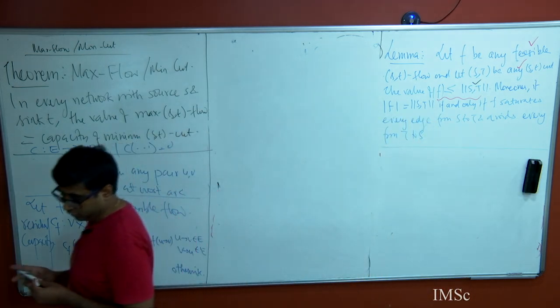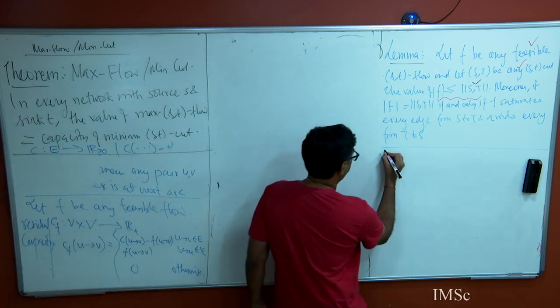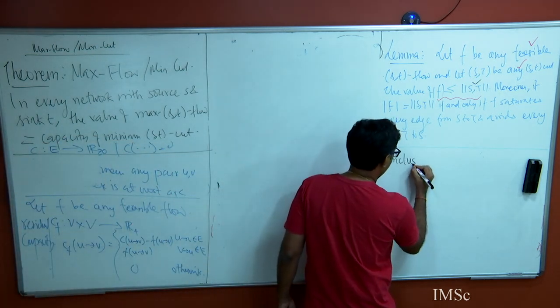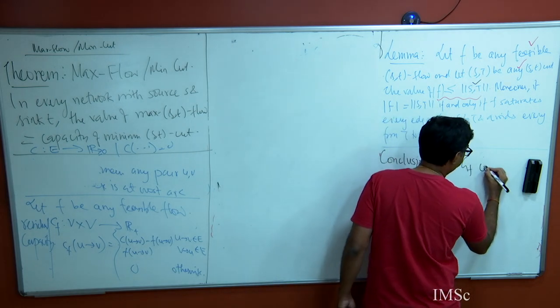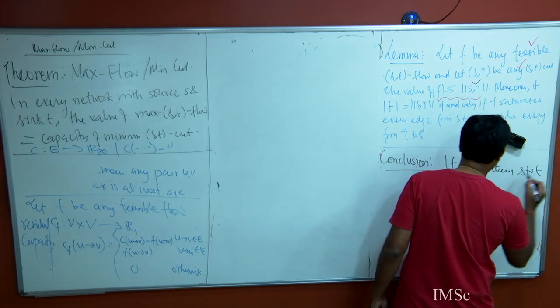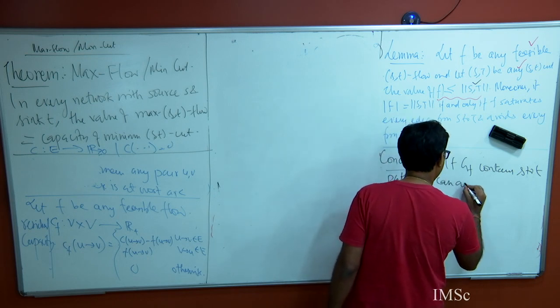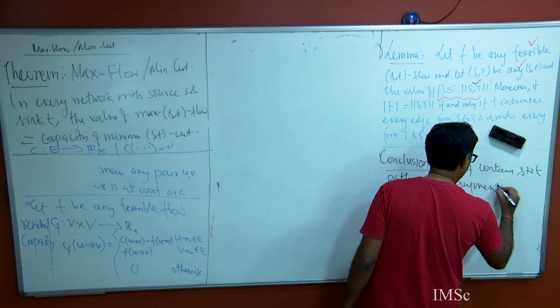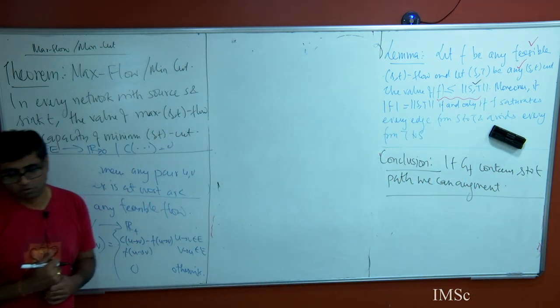Okay. So what we show, conclusion from here: if GF contains an S to T path, we can augment. If it contains this path, we can augment.